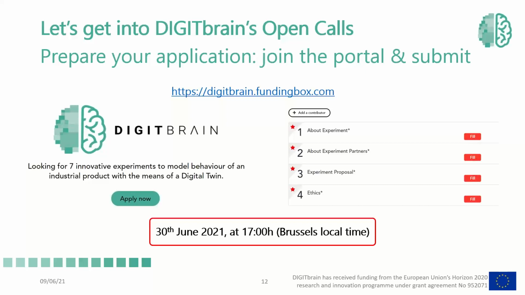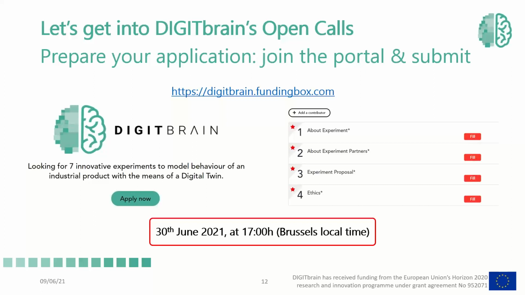Okay, so of course you have to register to the dedicated portal that you will find at digitbrain.fundingbox.com, and which has a very intuitive interface. The application experiment proposal drafted using the template we have seen before must be attached in the PDF format and uploaded. Of course, you can upload your proposal several times. You can override previous versions, whatever you do.